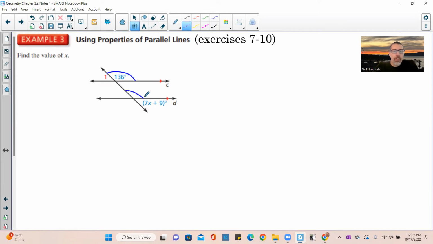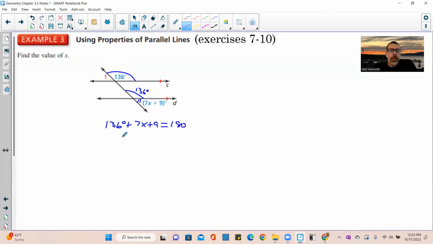So this angle here is also 136 degrees because they're corresponding angles. So this angle here and this angle being 136, then we have a linear pair. So this angle here plus this angle here adds up to 180 because it's on a straight line. So my equation is going to be 136 degrees plus 7x plus 9 equals 180.